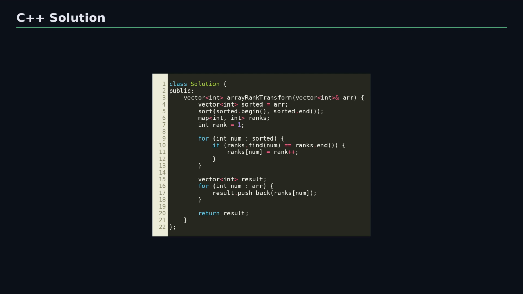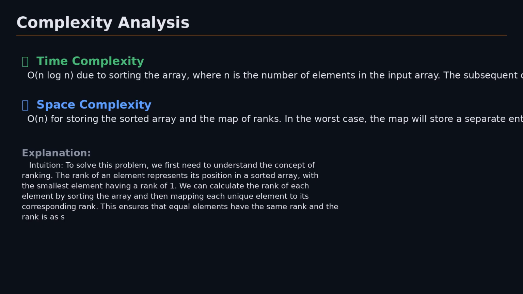We then create a result array to store the rank of each element in the original input array. We iterate through the input array, and for each element, we find its corresponding rank in the map and append it to the result array. Finally, we return the result array containing the ranks of all elements in the input array.